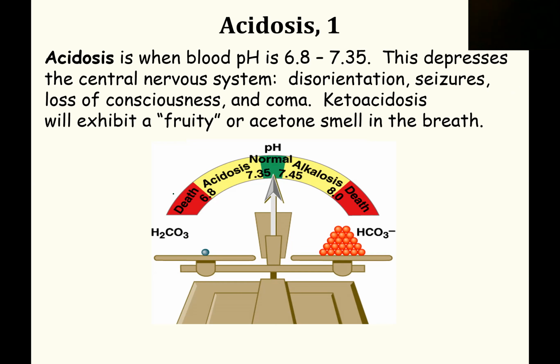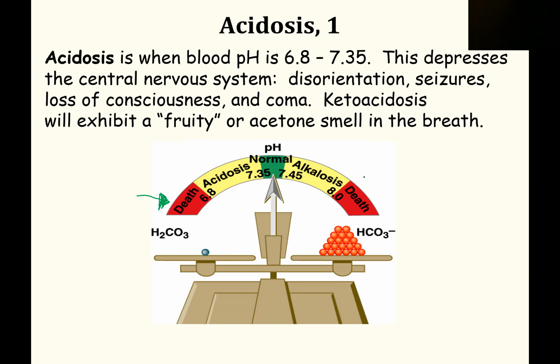So, what happens if we go below 6.8? We can't compensate for that. We can't fix it. So death is going to occur. Again, this is in the blood pH. Yes, your stomach has a pH of about 2. Okay.